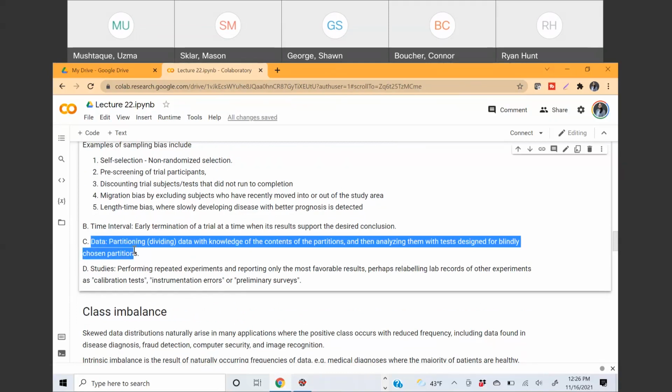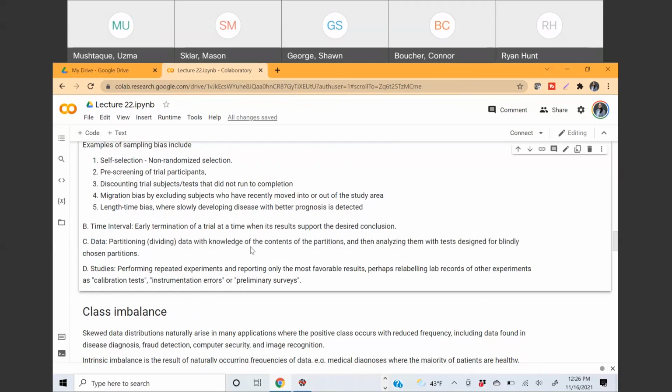Okay, so data partitioning, or dividing data with some knowledge of the contents and then using that data accordingly. Again, you're explicitly introducing a bias in your data. And this is important because, as I said, a lot of studies are performed in different areas of research. Especially in physical sciences, performing repeated experiments and reporting only the most favorable results is bias, right? If you performed a lot of experiments, you should be reporting the unfavorable ones as well, because this leads to a general wrong idea of a particular experiment or phenomenon, right?